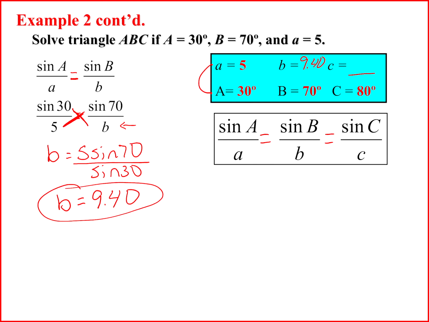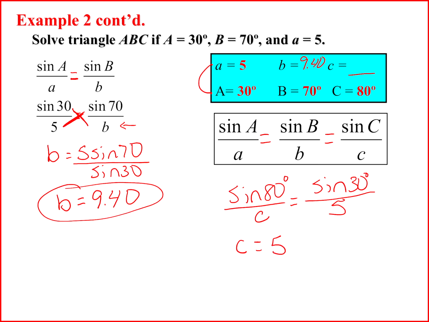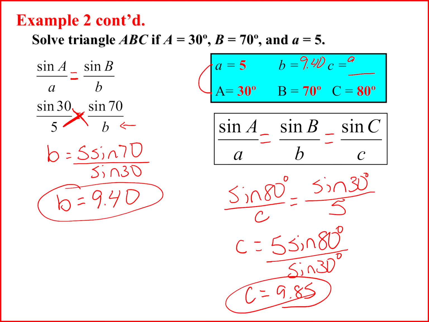Then I need to find c, so we're going to have sine of 80 over little c equals sine of 30 over 5. So our c would be 5 sine of 80 over sine of 30. Working c out in our calculator, you should get 9.85. So 9.85 would go up here.